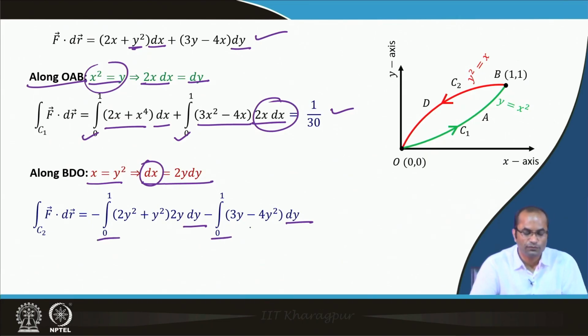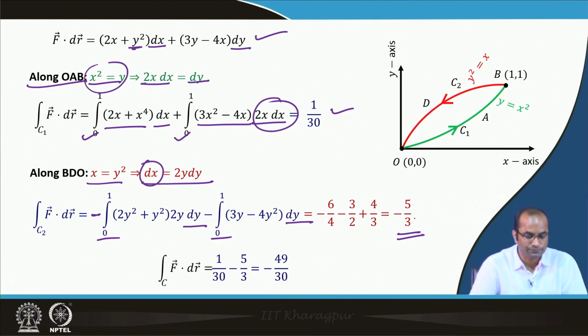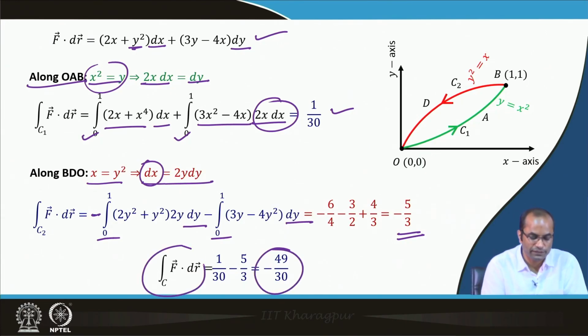The range for y will be 0 to 1 again, with the minus sign, because we are coming from y is equal to 1 to 0. That is written here, 0 to 1 with the minus sign. This we can also evaluate, and the value will be coming as minus 5 by 3. If we add the two, finally we have the value of the whole closed line integral as minus 49 by 30.